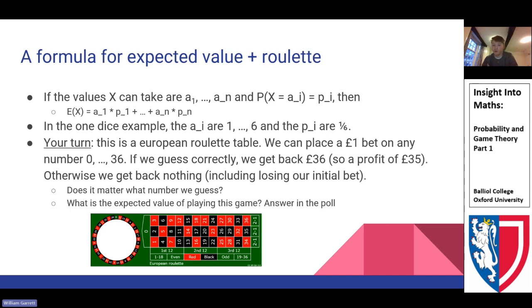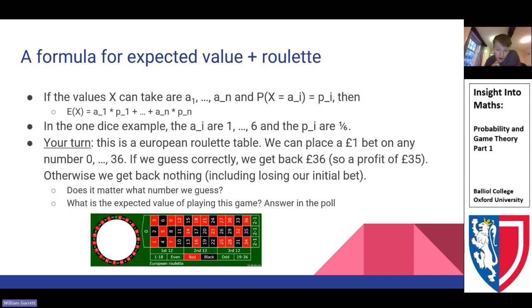Okay, so one of the values, correct, is... So if we win, we're going to win £35 because the 36 we get back includes our original bet, and if we lose, we lose £1. So if X is the amount we win on roulette, it can take two values. It can take 35 or it can take -1.